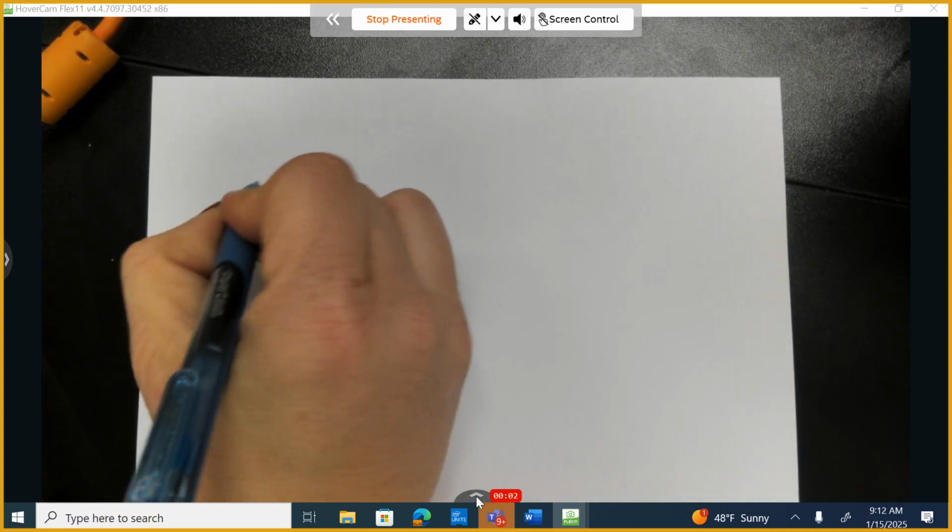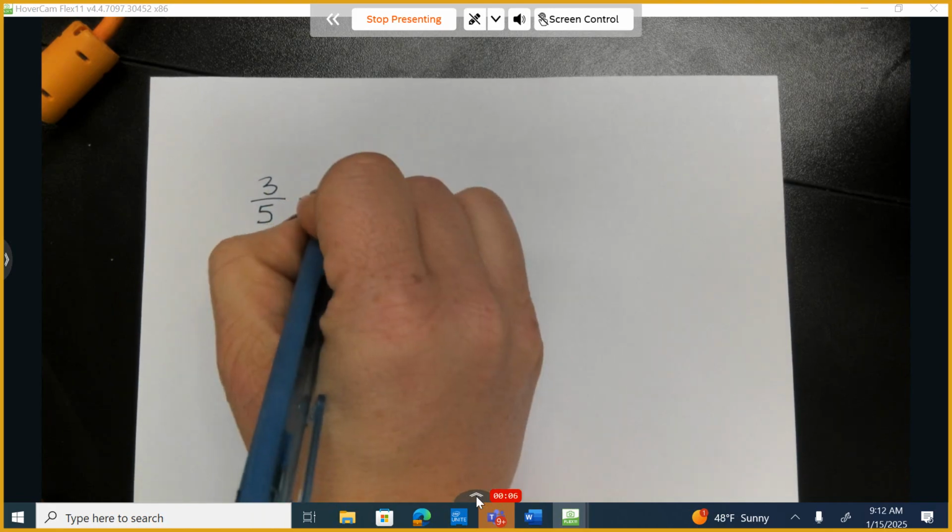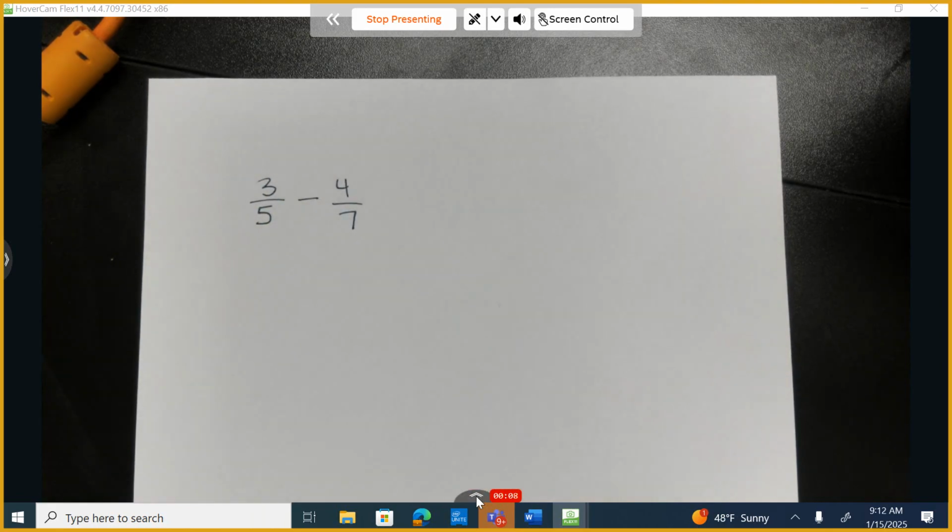All right, let's start off with very simple mathematics. I have 3 over 5 minus 4 over 7. Very simple math, back to elementary level, and you're asked to simplify this. Well, the first thing we need to do is find a common denominator. We could also use a butterfly method. It's really up to us at this point.